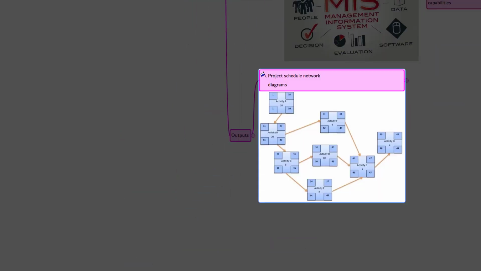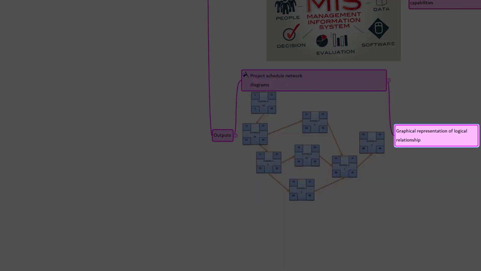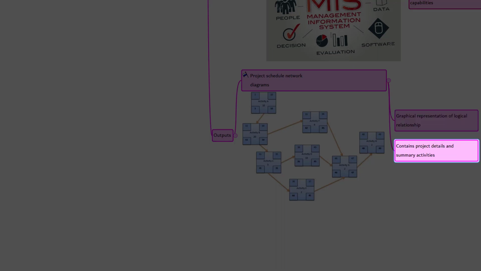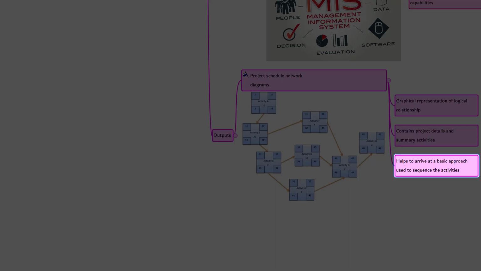The first one is project schedule network diagram. A project schedule network diagram is a graphical representation of the logical relationships, also referred to as dependencies, among the project schedule activities. It is produced manually or by using project management software. It can include full project details or can have one or more summary activities. This helps to arrive at a basic approach used to sequence the activities.